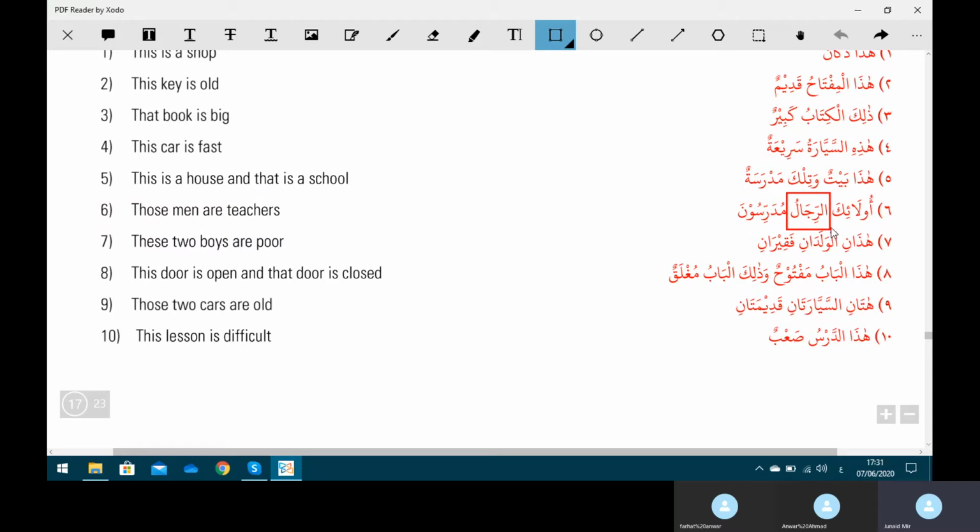"Those men" tells you this is a fragment, so you're going to need an alif lam on it: ar-rijalu. And before you pick your demonstrative pronoun, "those" is referring to something that's far away. So you're looking at the far away table: dhalika, dhanika, ulaika, tilka, tanika, ulaika.